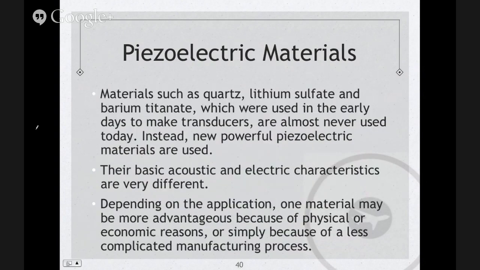manufacturers. Materials such as quartz, lithium sulfate, and barium titanate, which were used in the early days to make transducers, are almost never used today. Instead, new powerful piezoelectric materials are used. Their basic acoustic and electric characteristics are very different. Depending on the application, one material may be more advantageous because of physical or economic reasons, or simply because of a less complicated manufacturing process.